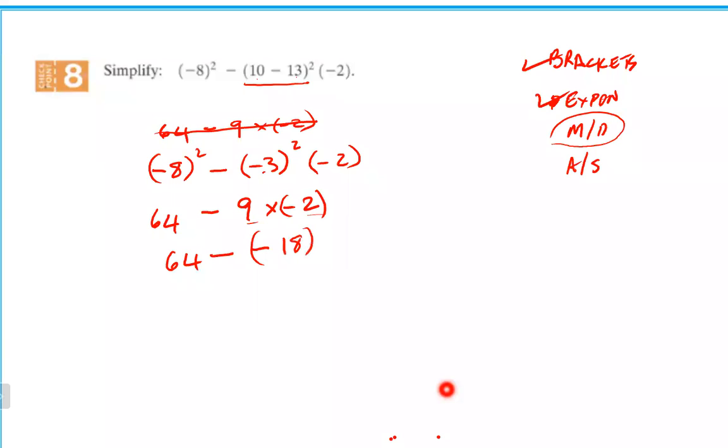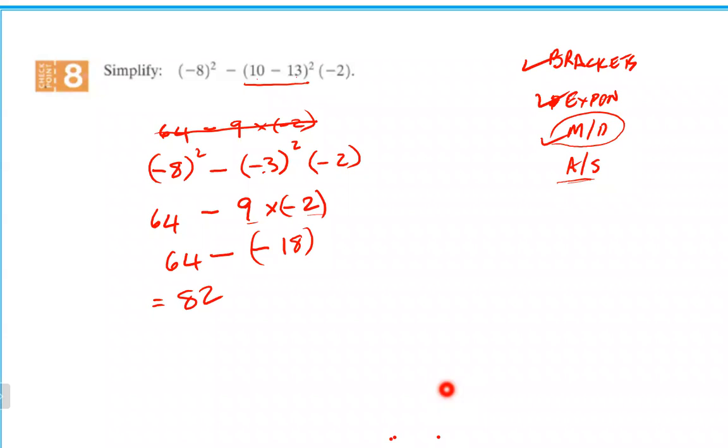So we finished with the multiplication and division. Now we're going to do the addition and subtraction. We don't have any addition, but we have a subtraction. Subtraction says 64 minus 18. So it's 82. Okay. So the answer is equal to 82. Right. So I got 82.